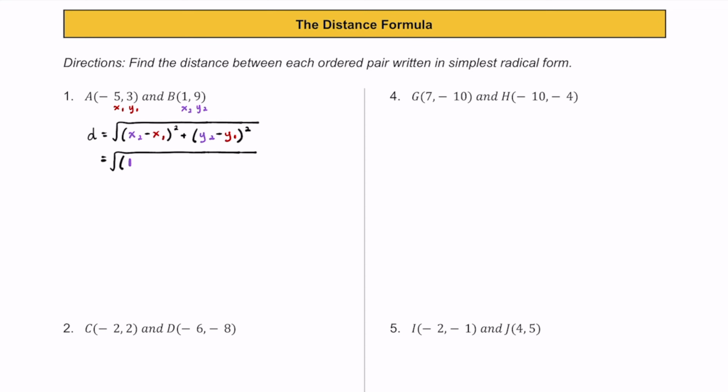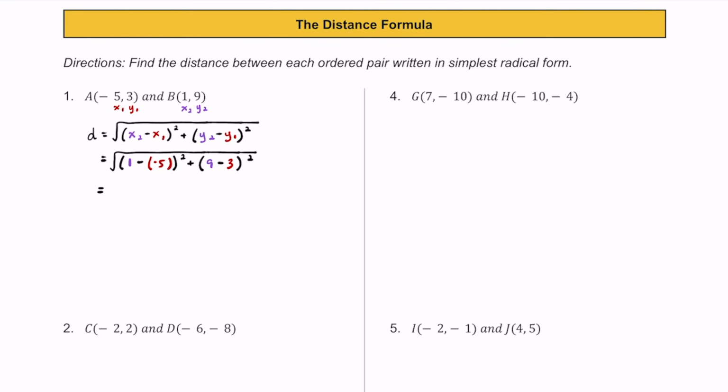We'll take this 1 and take away x1. x1 is -5, so we are taking away a -5. Then we're going to take this whole thing and square it. Then for y2, we have 9, so we're going to take 9 and take away y1, which is 3, so we'll have 9 minus 3, and it's going to be that quantity squared.